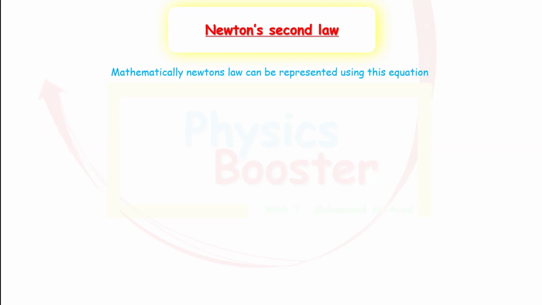Mathematically, Newton's law can be represented using this very simple equation. We can say that the force applied on any object is equal to its mass multiplied by the acceleration of the object. And it's very important that the force is in newtons, mass is in kilograms, and acceleration is in meters per second squared. So let's try Newton's second law with some numbers.